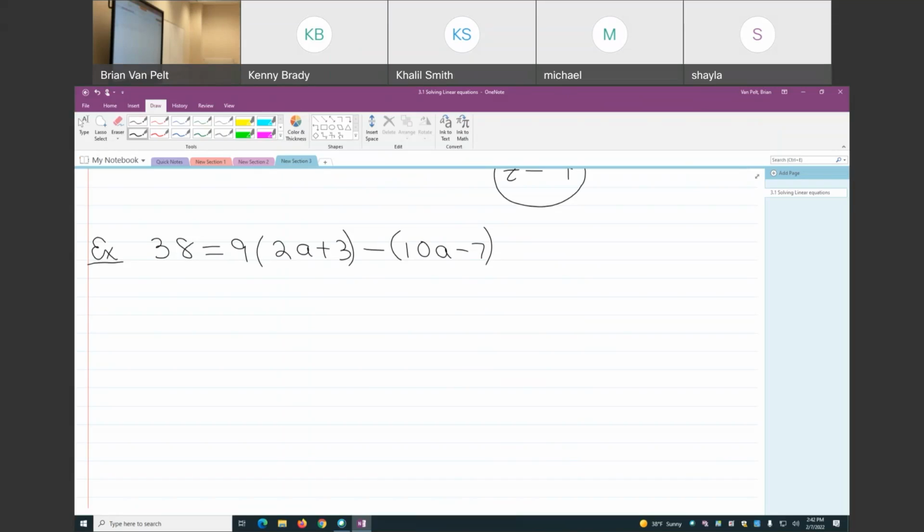The 10A minus 7, that part there, what's in front of that parenthesis? That's right, a -1 is in front of that parenthesis.